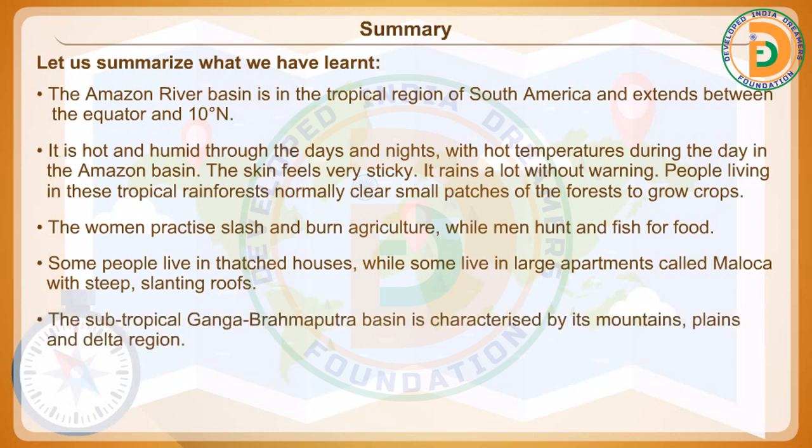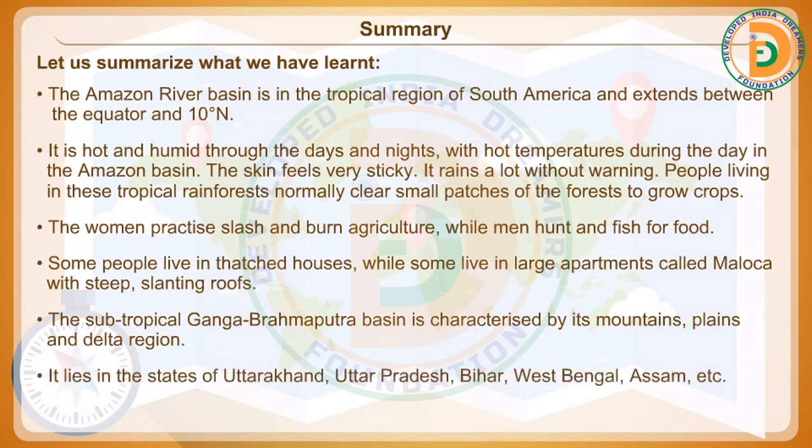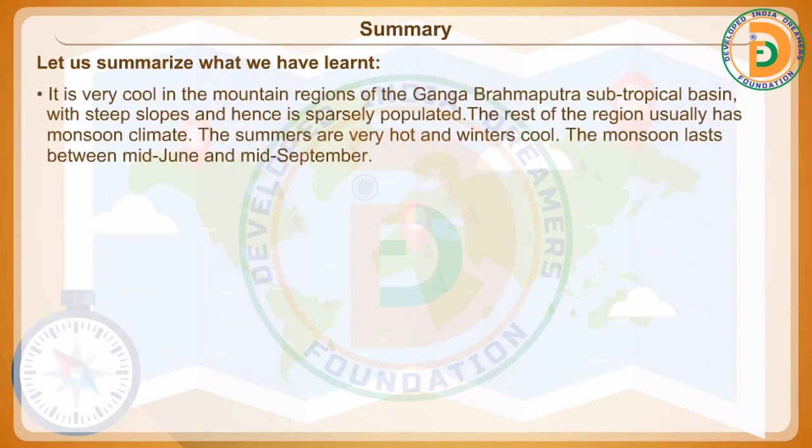The subtropical Ganga-Brahmaputra basin is characterized by its mountains, plains and delta region. It lies in the states of Uttarakhand, Uttar Pradesh, Bihar, West Bengal, Assam, etc. It is very cool in the mountain regions of the Ganga-Brahmaputra subtropical basin, with steep slopes, and hence is sparsely populated. The rest of the region usually has a monsoon climate. The summers are very hot and winters cool. The monsoon lasts between mid-June and mid-September.